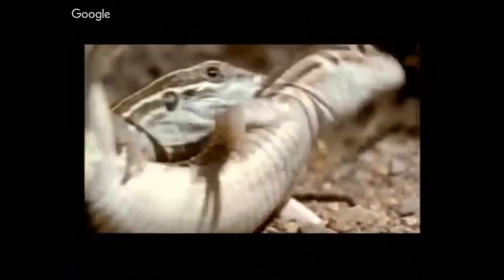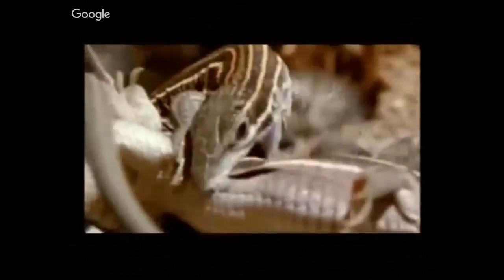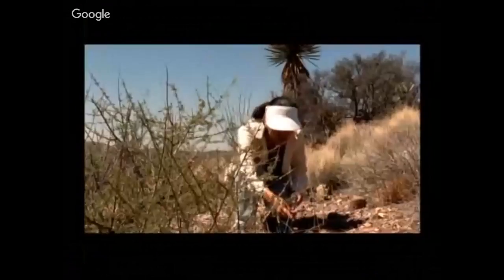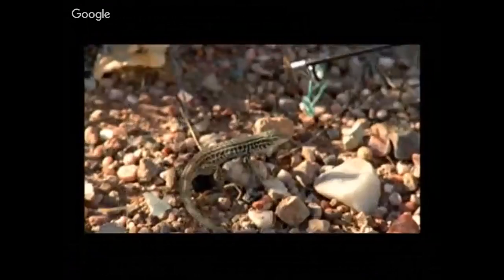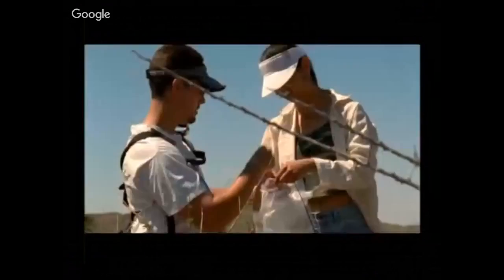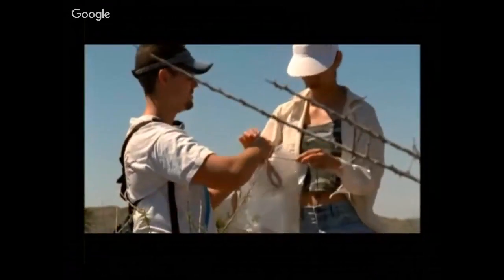Some people think that they actually have to have some kind of lesbian behavior where a female mounts a female to get the eggs to develop. That hasn't been really proven yet, but it's an interesting hypothesis. Regardless of how they do it, these lizards have mastered the art of cloning, which raises a fundamental question.